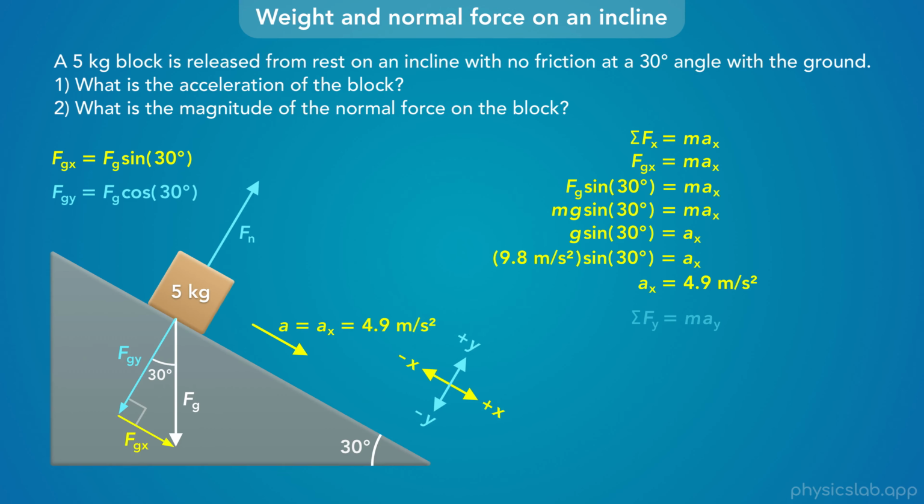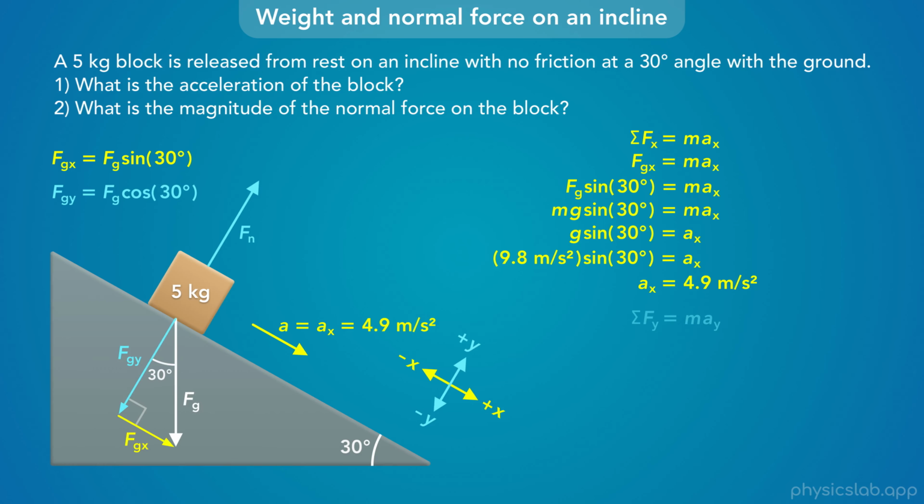So notice that g, the acceleration due to gravity in free fall, is 9.8 meters per second squared. But the acceleration of this block down the incline is slower than that, 4.9 meters per second squared. That's because only the x component of the weight force is causing it to accelerate in this direction.